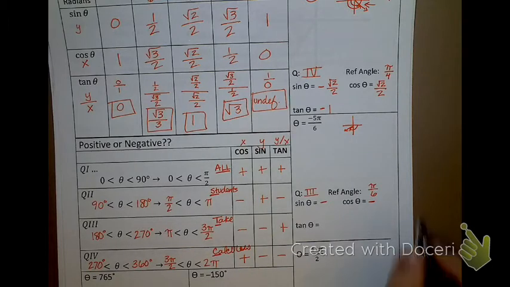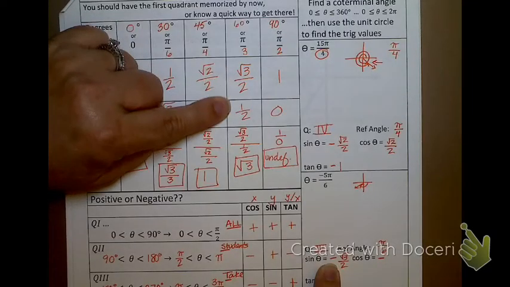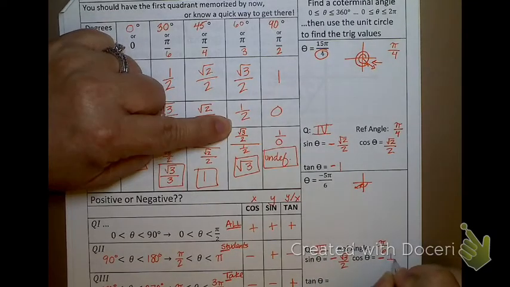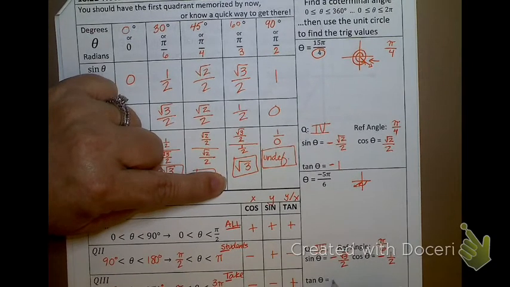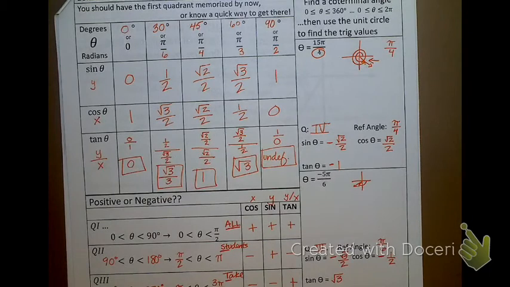What do I do from there? I look up pi over 6 on my chart here. Sine is radical 3 over 2. Because it's in quadrant 3, it's negative radical 3 over 2. Cosine is 1/2. Since it's in quadrant 3, I'm going to say it's negative 1/2. And the tangent is radical 3, and that is positive in quadrant 3. Oh, I pulled the wrong one, didn't I? I keep going back and forth on those. Sorry.